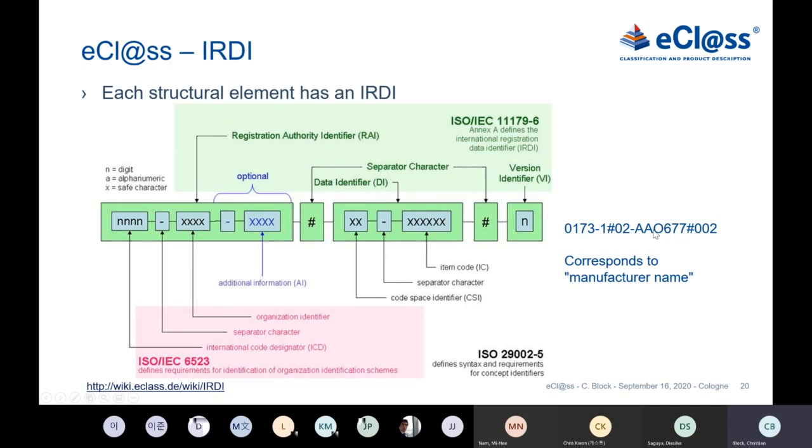So this ID is the machine interpretable identifier for a structural element, the property for the manufacturer name. So we wouldn't write manufacturer name in exchange formats in the future. We would write this identifier for manufacturer name and put just the value, maybe Siemens, as the value for this property. This makes eClass the machine interpretable and global semantics for data exchange in the future.